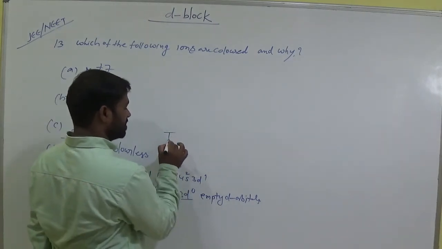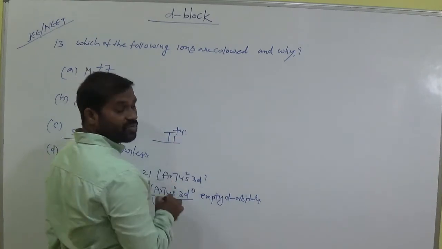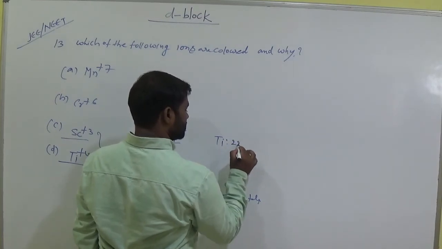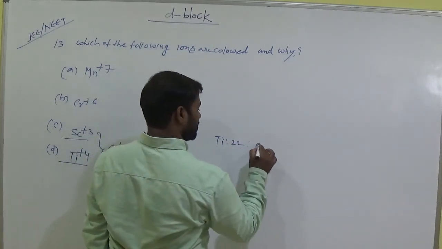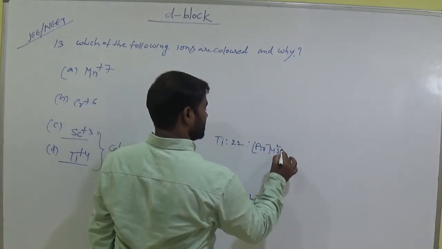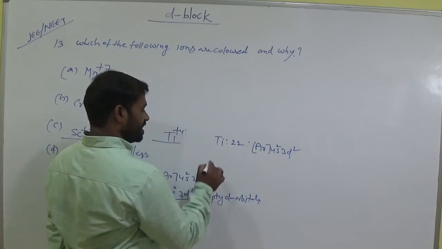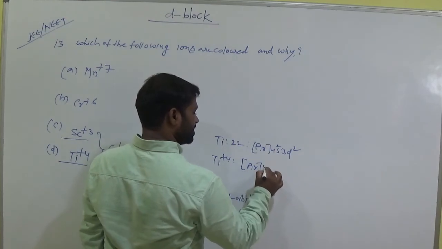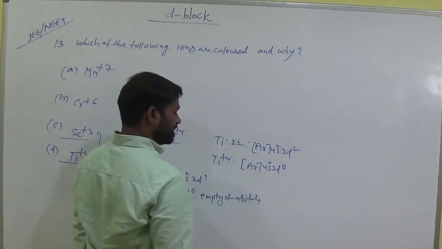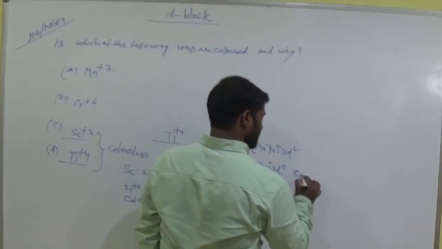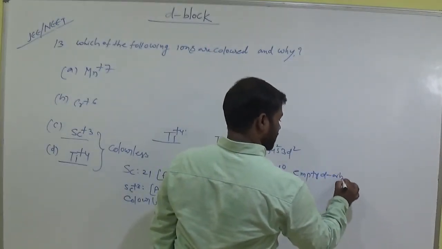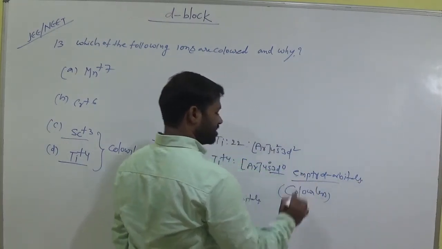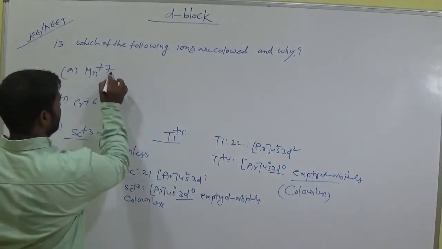Titanium plus 4. What about this one? What is the electronic configuration of titanium? Titanium atomic number is 22. And its electronic configuration is argon 4s2 3d2. Titanium plus 4 means remove 4 electrons here, then 4s0 3d0. Clear? So empty d orbitals are here. Colorless ion. Clear? Colorless.